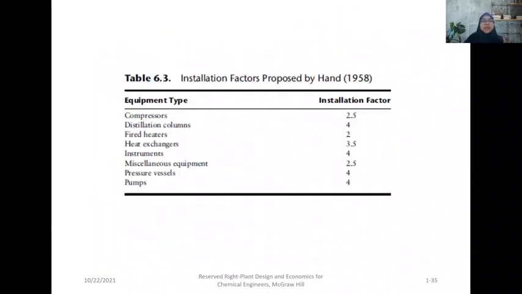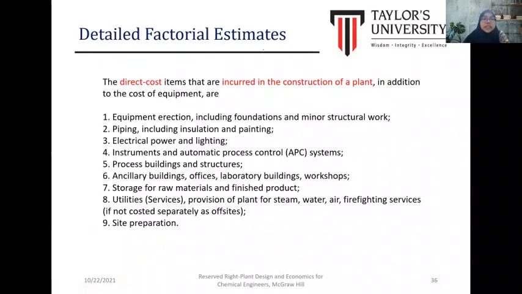Okay, Table 6.3 is an example of the installation factor for the different types of equipment. So for each equipment, it has its own installation factor. Okay, for the detailed factorial estimate, it is based on the direct cost, which are the direct cost items that are incurred in the construction of the plant.